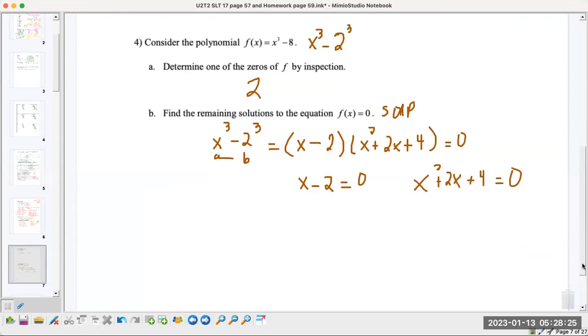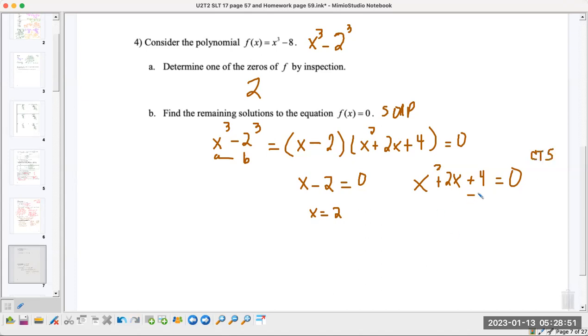All righty. Here I'm going to get x equals 2. And here I got to factor this. Oh, wait, I can't factor it. It's not factorable. There aren't 2 numbers that multiply to give me a positive 4 but add up to a negative 2. So I have to think of another method, and hopefully you said complete the square.